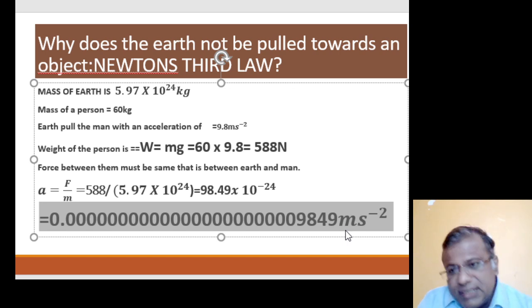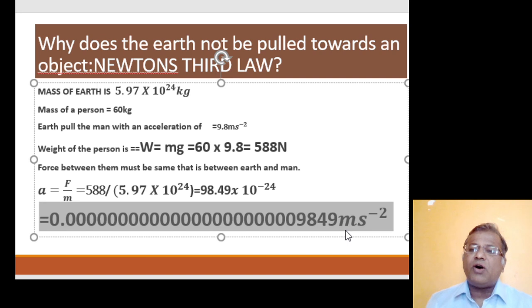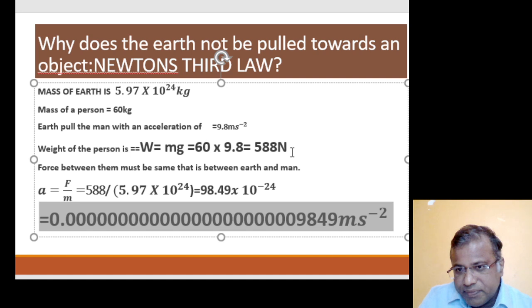That is the reason that even though the force exerted by Earth on us is the same as the force we exert on Earth, Earth doesn't fall on us. The reason is that it experiences an acceleration which is very, very small, 0.00000000. So see the interesting thing. What is weight? Weight is M into G, which is a force exerted by the Earth on any object, trying to pull it. So Earth pulls us with a force equal to the weight, and we are also applying the same force. On a 60 kg person, the force is 588 Newton. That's what we saw.